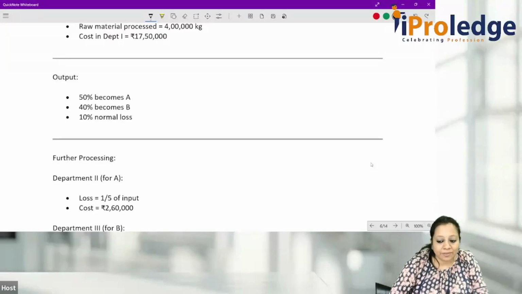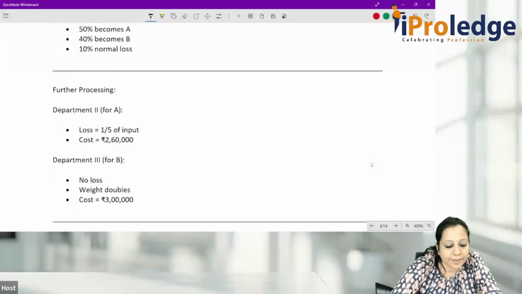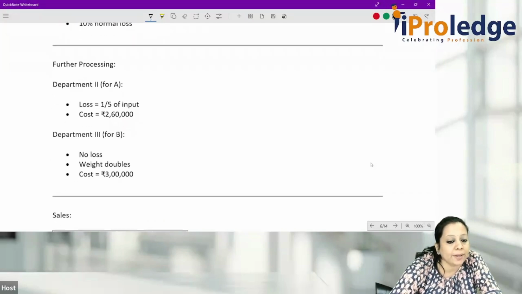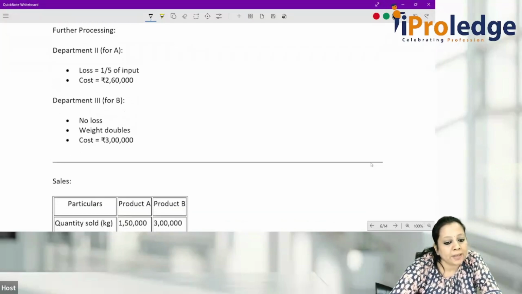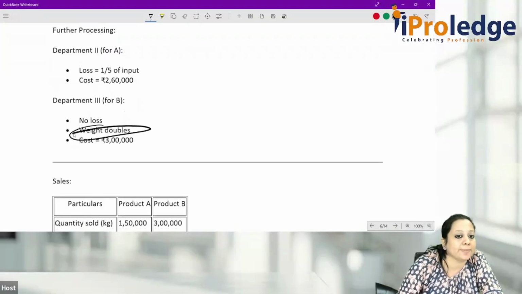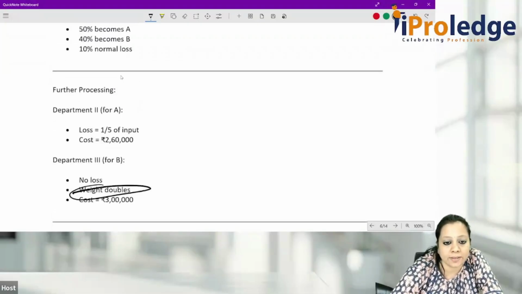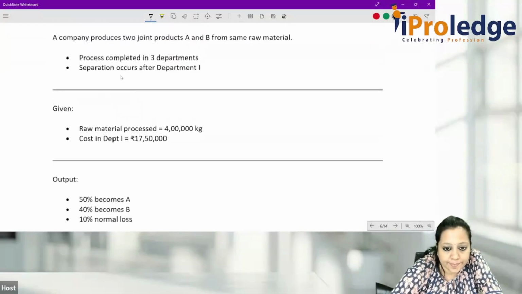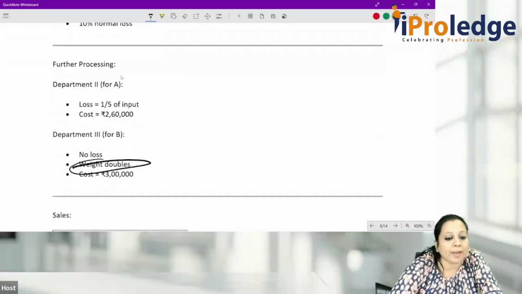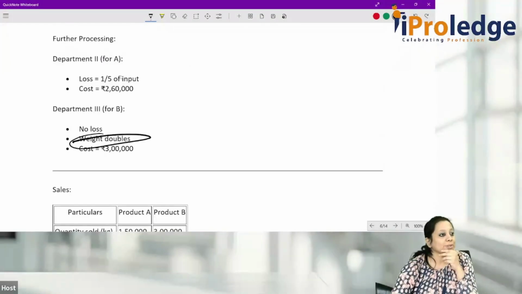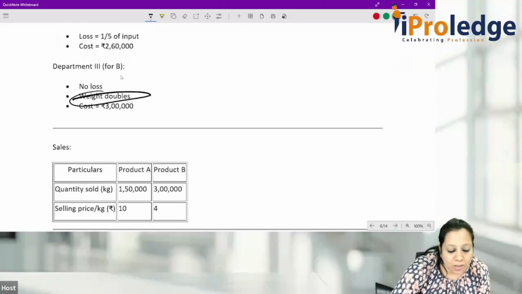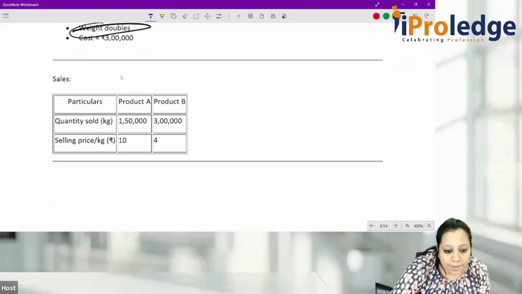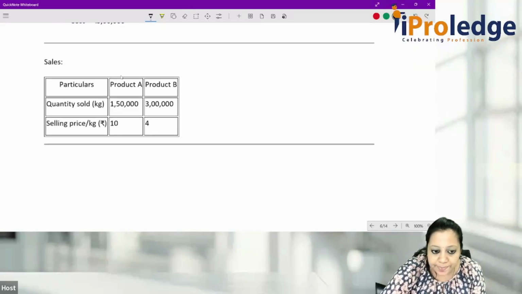Understood, students? So then further processing, we have loss is 1/5 of the input. Cost is given. Department 3 for B, no loss. Weight doubles. Very important, okay? Weight doubles. Okay, how much weight is given? Anyway, we have to calculate because it is given in percentages. So we have to calculate the weight, then it will double is what we have said. So then cost is given. Quantity sold, selling price is also given.